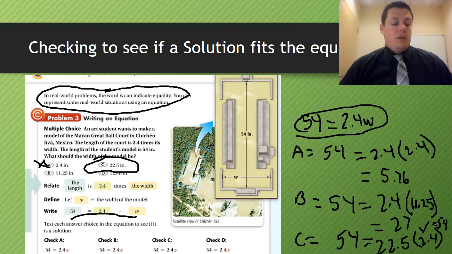So that's how we would do it in a real world problem, or that's how we would check our answers on a multiple choice test. You just figure out your equation, you plug the possible answers into that equation. Whichever one's right gives you the correct answer.